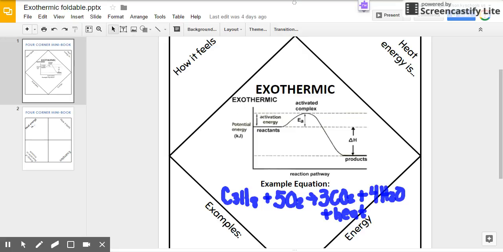Take a look at this reaction in real life. This is a propane reaction. The energy in the propane in the reactants is much higher than the energy in the products. During the reaction, heat is released. So, how does this reaction feel? You can probably guess it. It feels hot. During the reaction, heat energy is released.